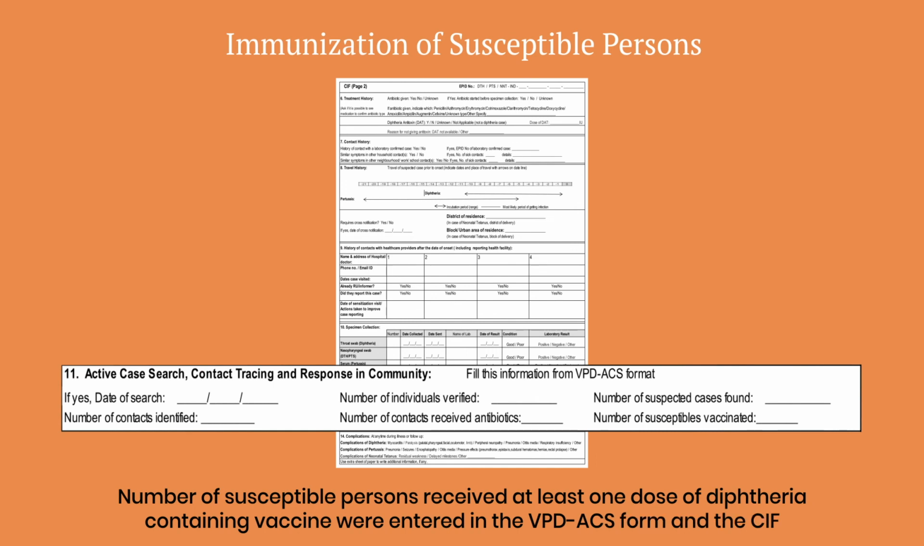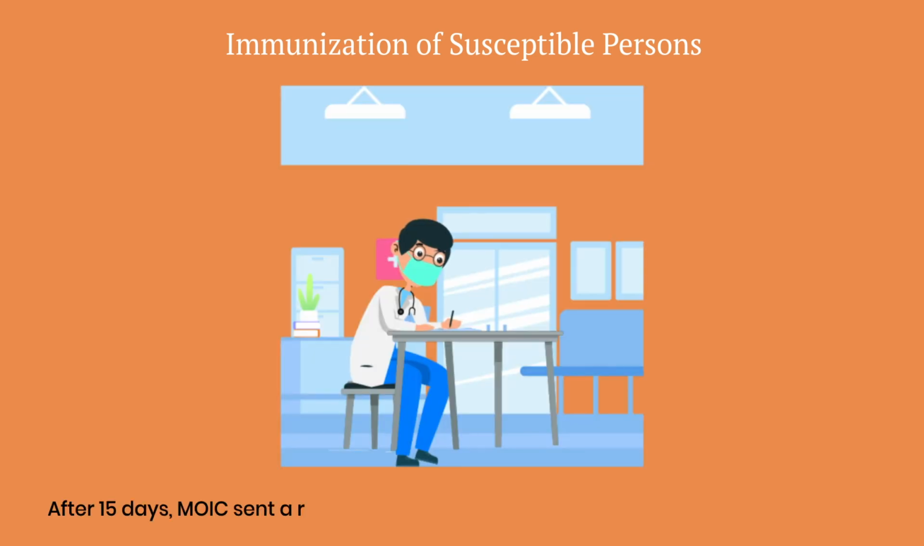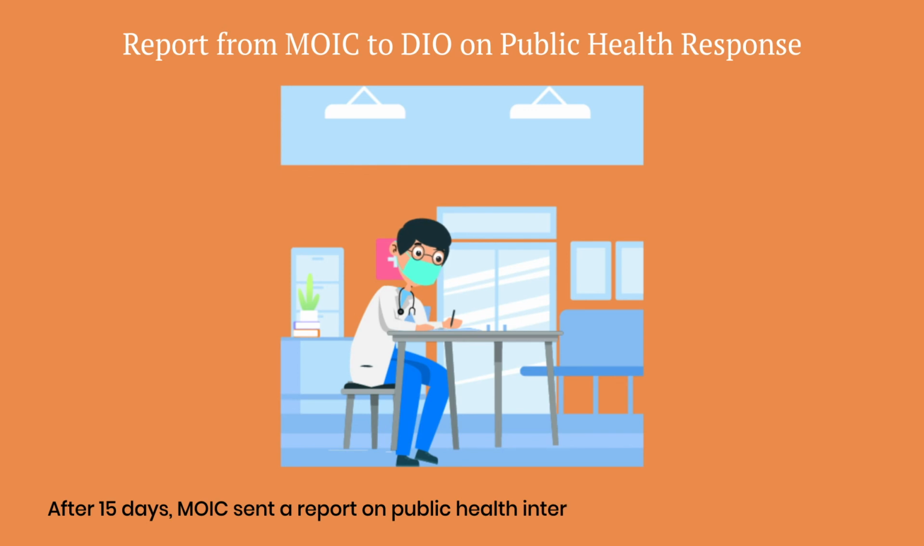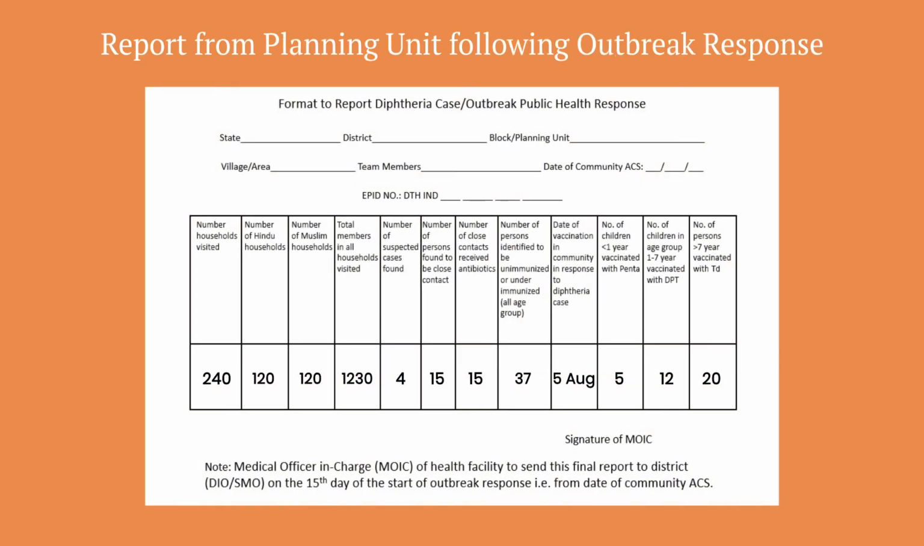and the CIF. After 15 days, MOIC sent a report on public health interventions done in Rampur village. The prototype of the format can be seen here, and the summary was filled in this way. 240 households visited. 4 suspected cases were found. 15 contacts were identified, and all 15 received prophylactic antibiotics. 5 children received pentavalent vaccine. 12 received DPT vaccine, and 20 persons received TD vaccine.